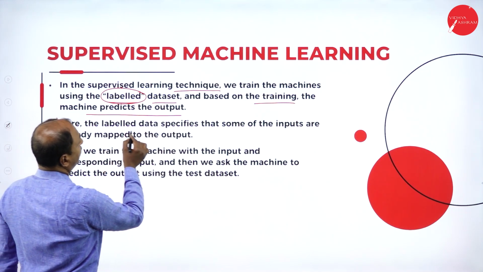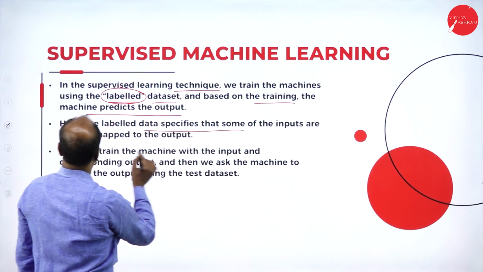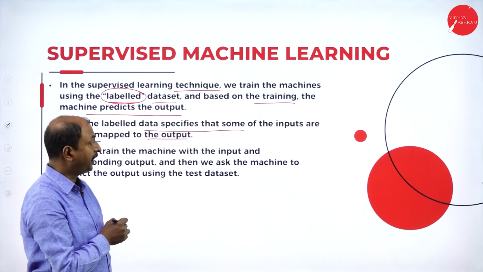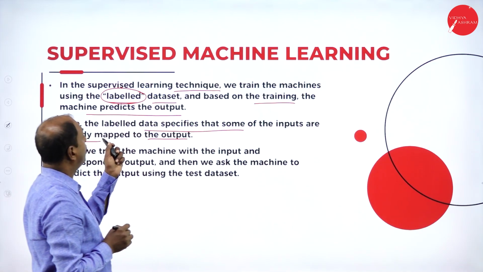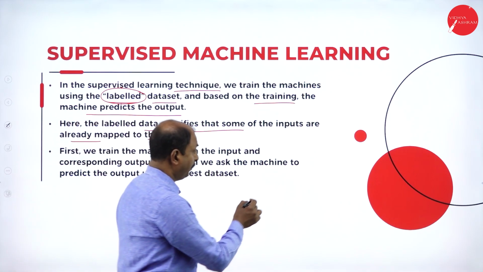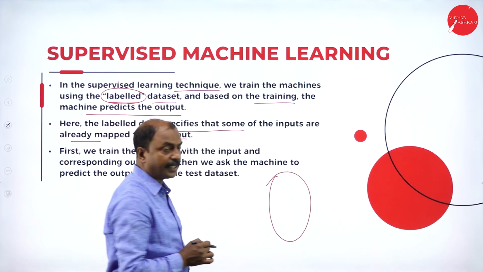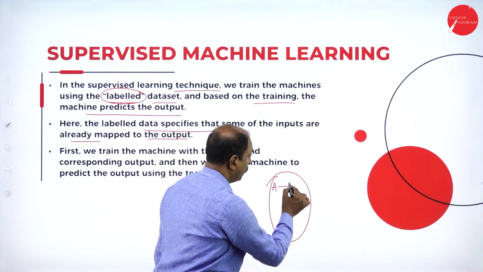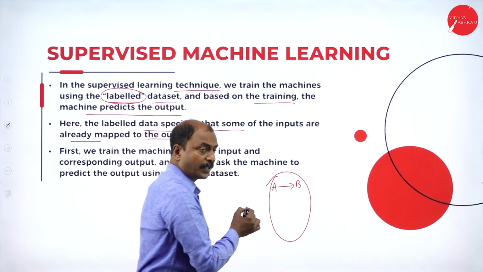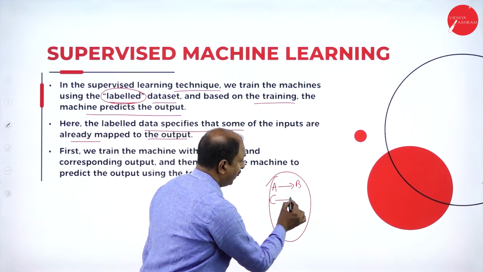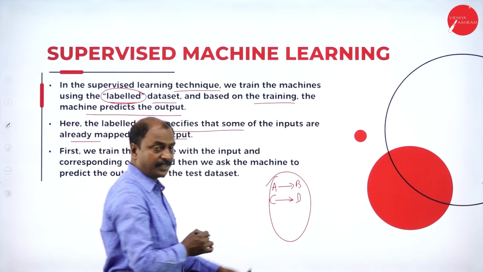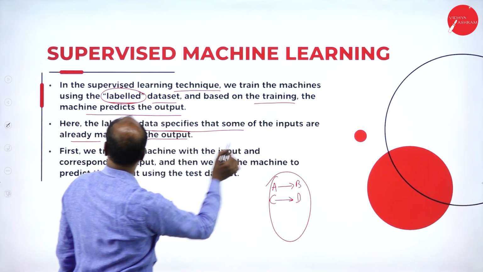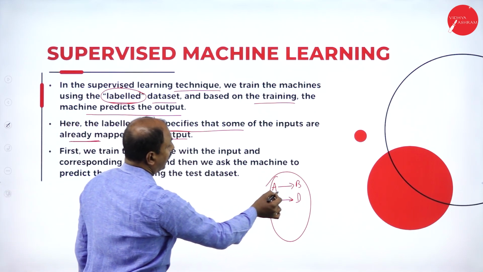Here the labeled data is specified: some of the inputs are already mapped to the output. What is the meaning of this here? Some of the inputs are already mapped to the output. For example, in this data set, for this input the output is B, and for this input the output is D. This is the meaning of the sentence here: the labeled data specifies that some of the inputs are already mapped to the output.